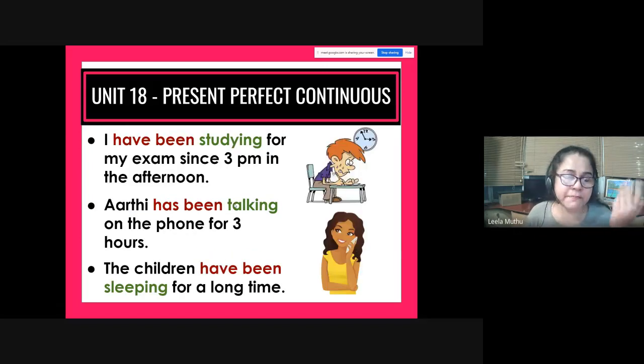So there are lots of examples. I have been studying for my exam since 3 p.m. So let's say it was me who was studying for my exam and now it's 6. I have been studying for my exam since 3 p.m. An action which happened in the past and it is still continuing. I haven't stopped studying. I'm still studying. Oh my goodness, I'm still studying for my exam. An action which happened in the past and is still continuing. I have been studying for my exam since 3 p.m.